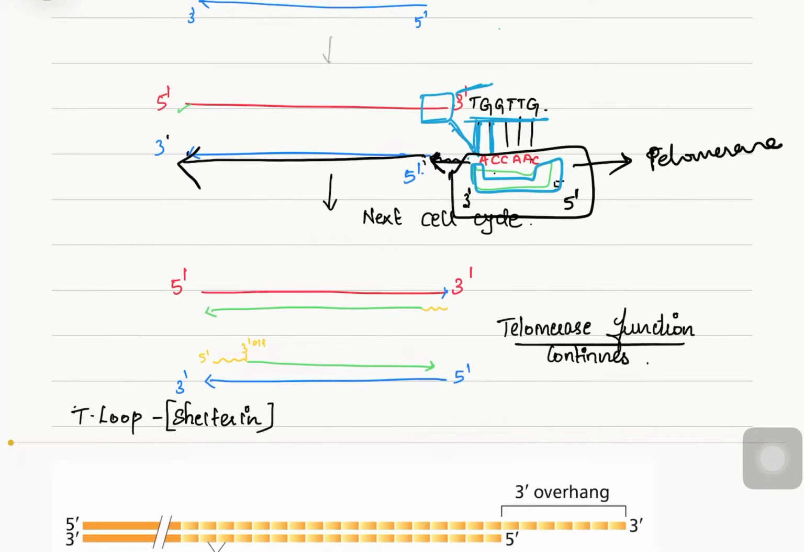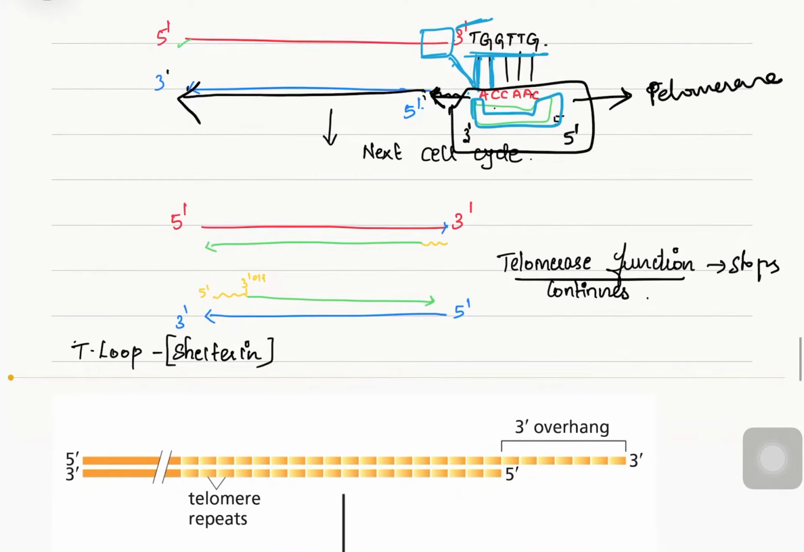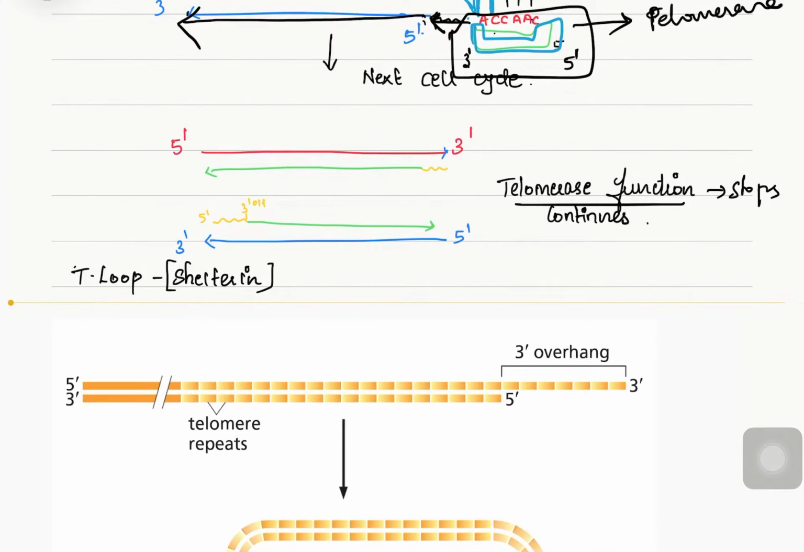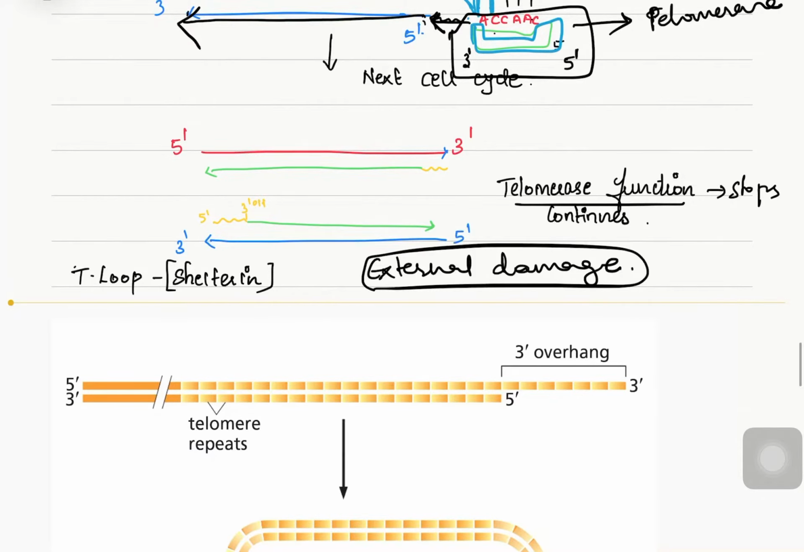What will happen if this telomerase function stops, or is discontinued, or if there is no telomerase? Then comes the shortening of telomere, leading to aging of cells or organs. Along with that, this telomere end will have some more problems, that is external damage. Some kind of external environmental condition will cause this extended or overhanging strand to be damaged.